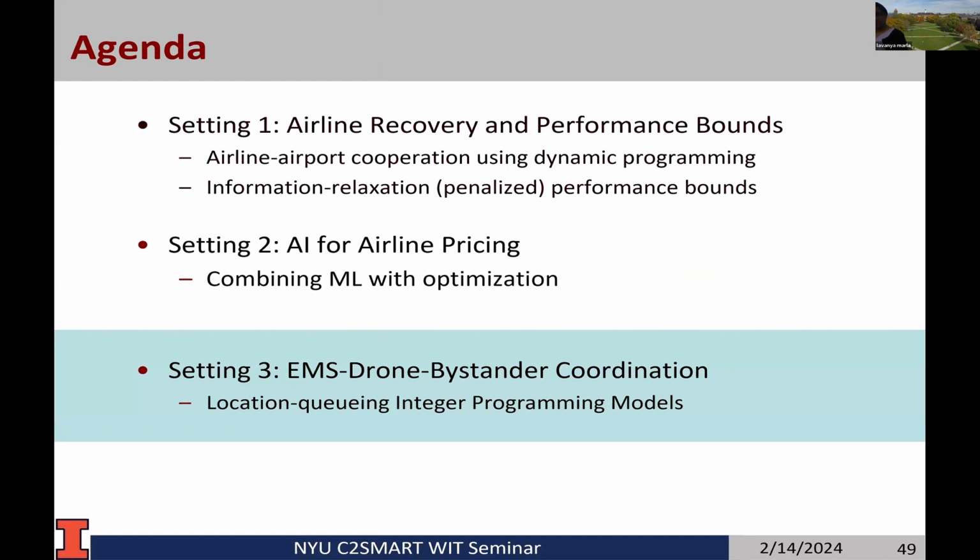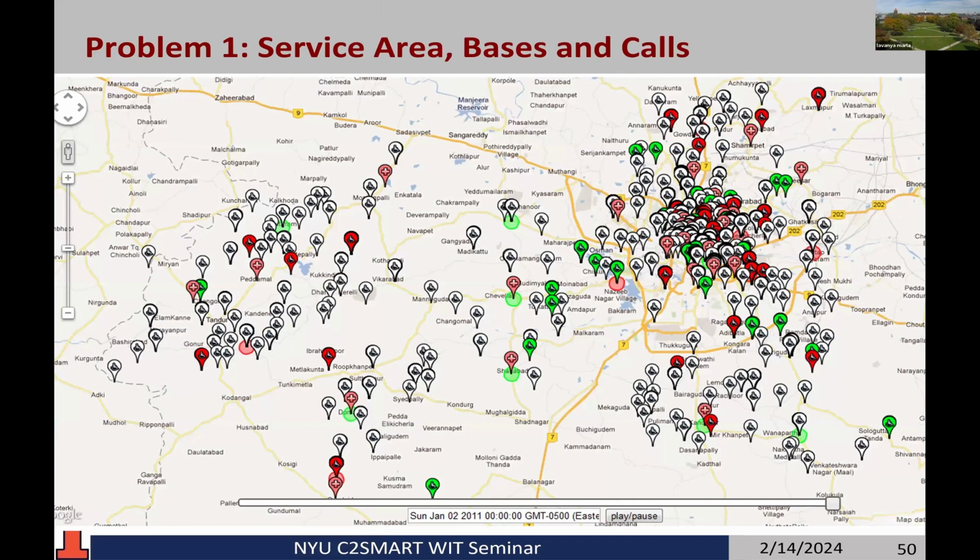Then I will end with a quick intro to some of the emergency service work that we've been doing. This is a city in India from which we got data. Some of the models that we developed, not the drone models, but some of the emergency service location models, are being implemented in the state of Tamil Nadu in conjunction with the World Bank.